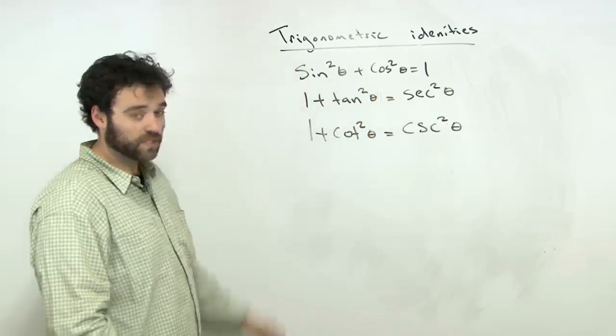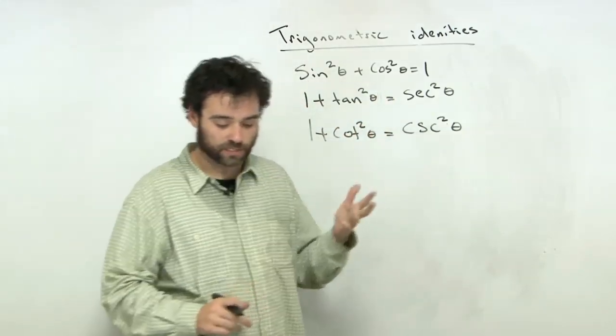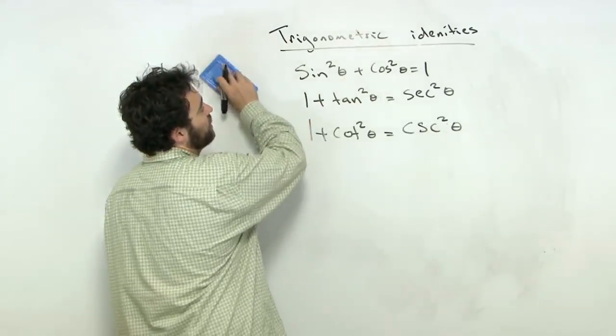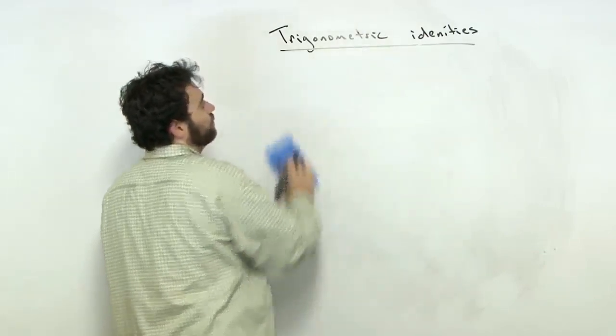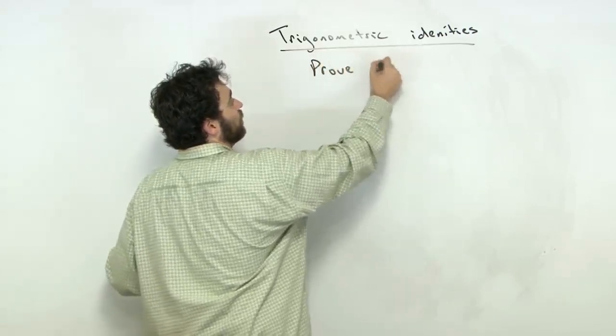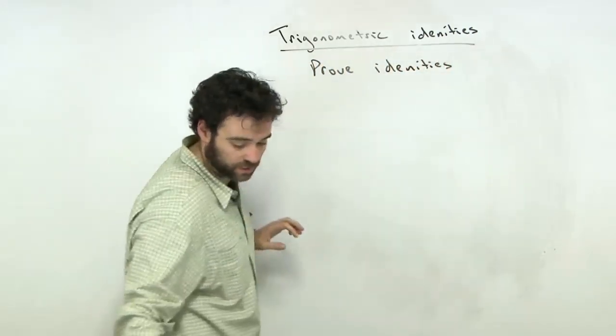Okay, and now next we want to prove some identities using the identities. Okay, so proving identities using our basic trig identities. So we want to prove identities using our basic trig identities.